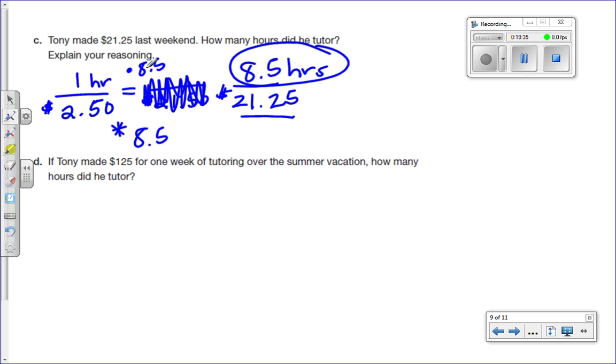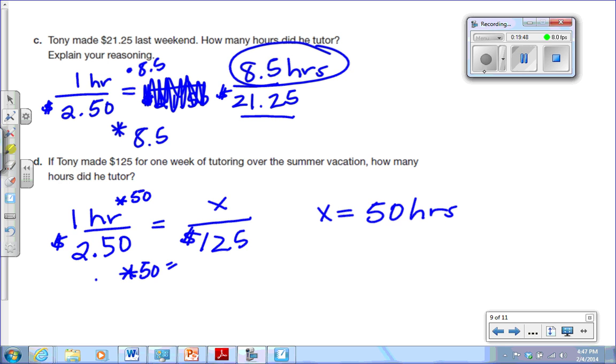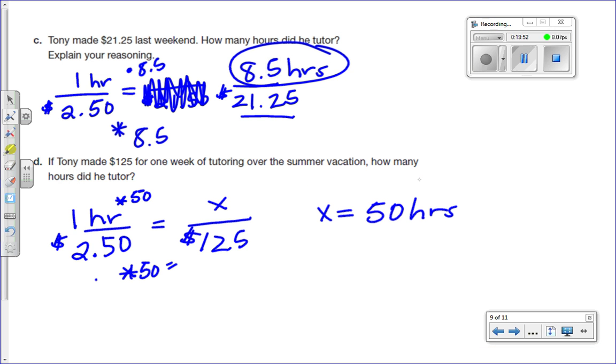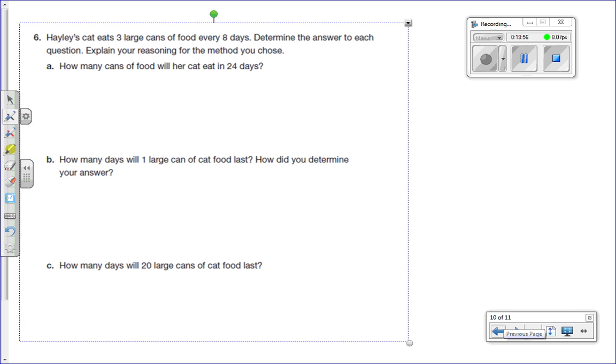Part D, if Tony made $125 for 1 week of tutoring over the summer vacation, how many hours did he tutor? I want you to try to write a proportion, set it up, and see if you can solve it. So hopefully you got 50 hours for that one.